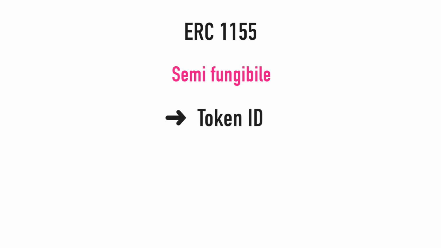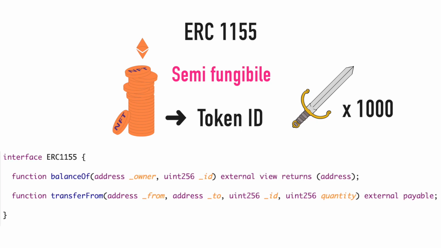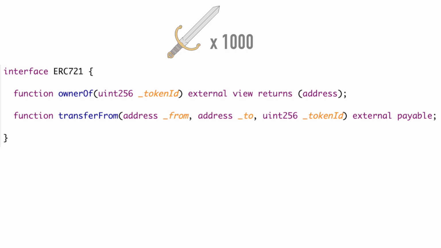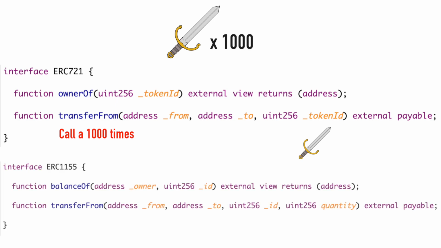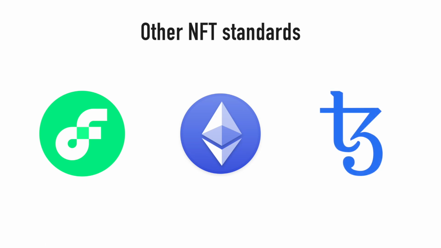ERC-1155 extends that idea to bring semi-fungibility to NFTs. In this standard, token IDs represent not single assets but classes of assets. For example, an ID might represent swords in a game, and a wallet could own 1,000 of these swords. The two methods we saw earlier are tweaked slightly to support this. One advantage of this standard is efficiency. With ERC-721, if you want to transfer 1,000 swords, you'll need to call the transfer function for 1,000 unique tokens. With ERC-1155, we can specify the quantity and do this in a single transfer. There are many other standards for NFTs on Ethereum and other blockchains, but we won't be covering them all here.